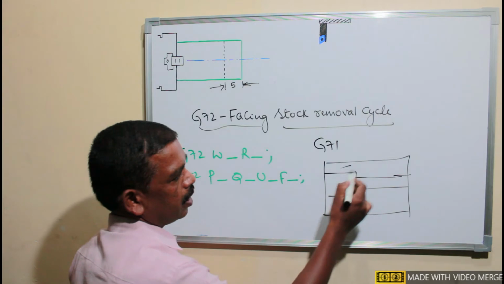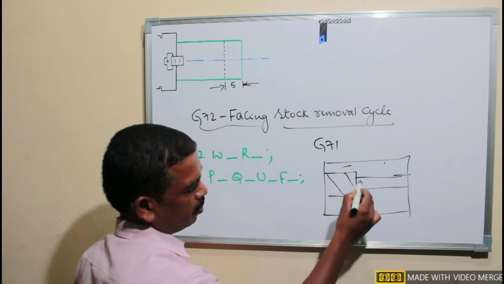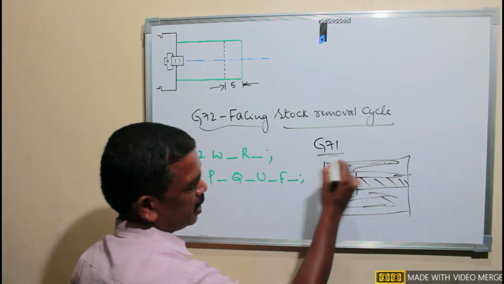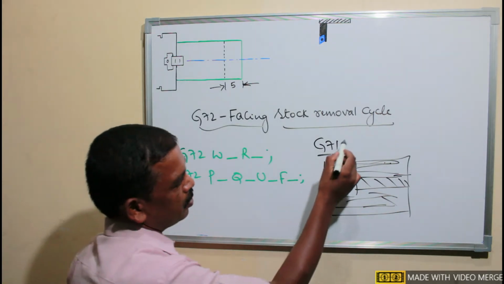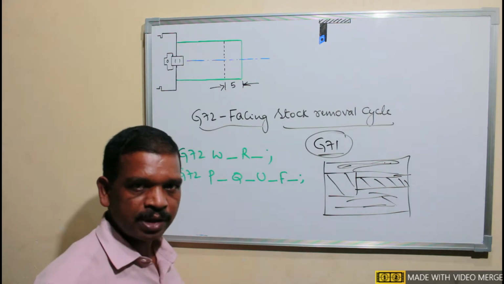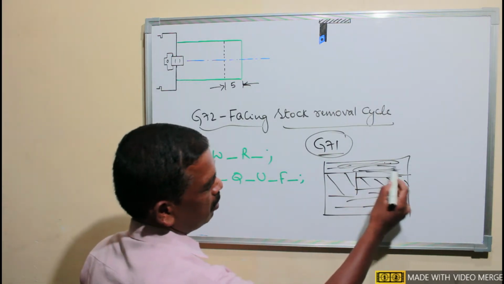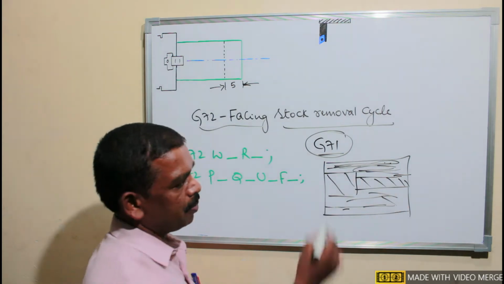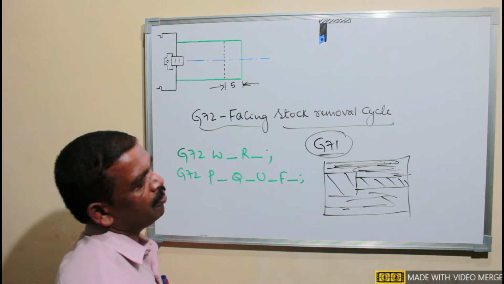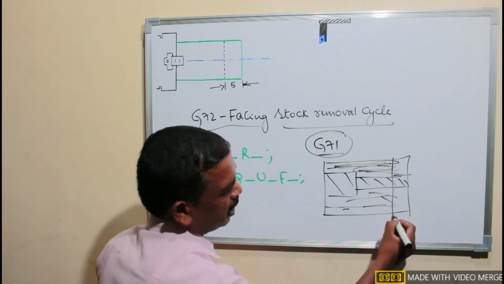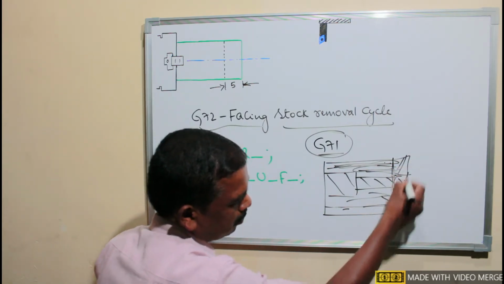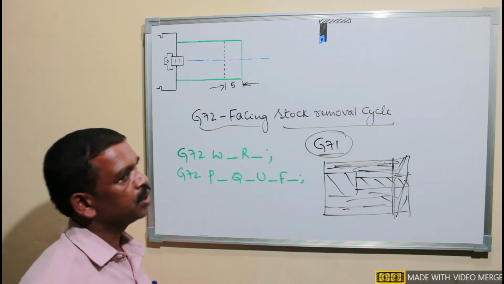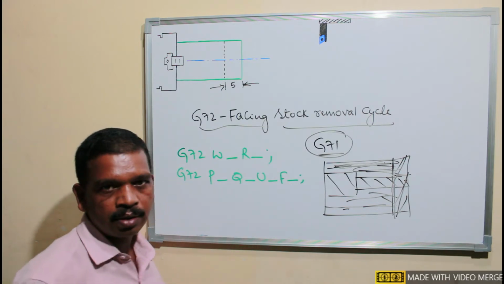See, this is the raw material. Out of this raw material I want this shape. So for removing this excess material in CNC we will use this G72 stock removal cycle. For removing the extra material from the outer diameter or inner diameter of the workpiece we use G71. In the same way, if we want to remove the extra material from the face of the workpiece, then we will go for this G72 cycle. So this is the facing stock removal cycle.